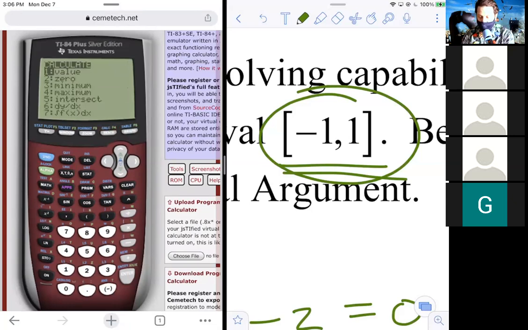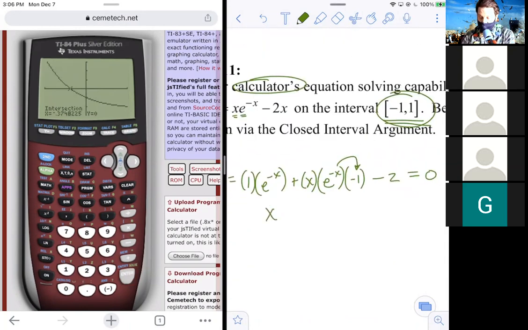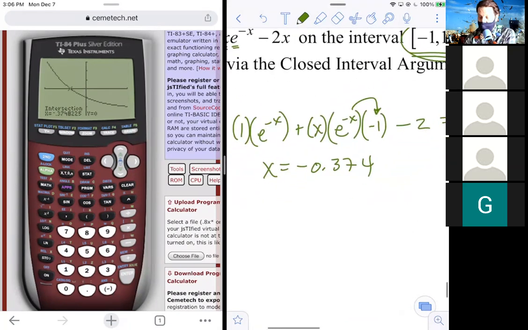Second trace number 5. Enter, enter, enter. All right. So we get x equals -0.374 or 375. Now, we know that that is going to be the location of the local max. And we wouldn't have to do the number line chart. We could justify it the same way we've been doing. f has a local max at x equals that, since f prime changes from positive to negative at x equals that.